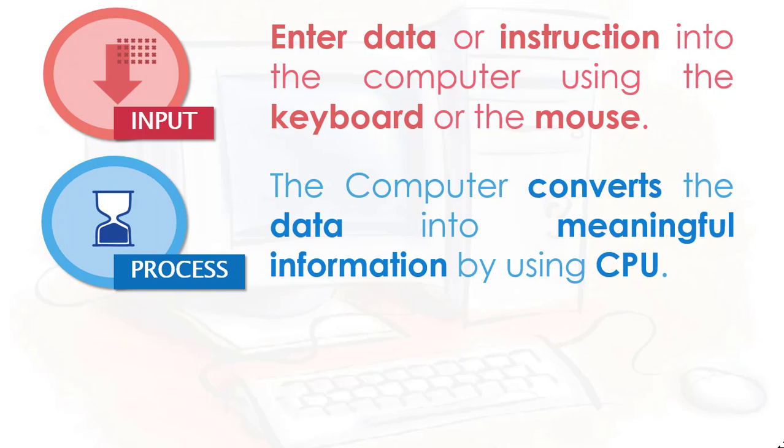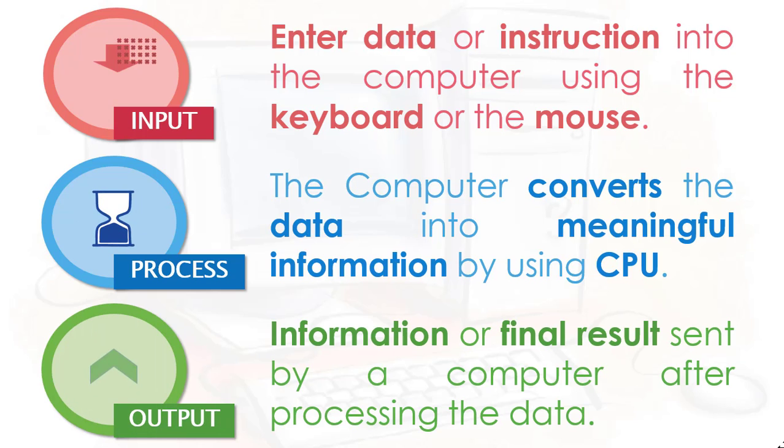The second one is process. The computer converts the data into meaningful information by using the CPU. On the data that we already entered into the computer by using the keyboard and mouse, the computer system's part named CPU performs some operation on that input and generates a result. The operation or function done by the CPU on the input is known as process.